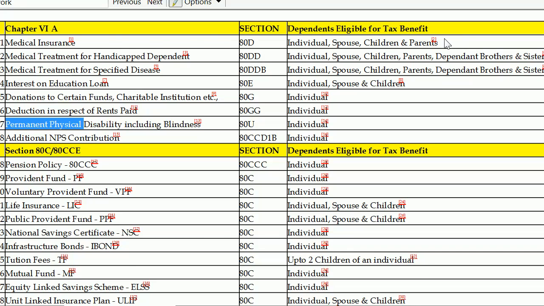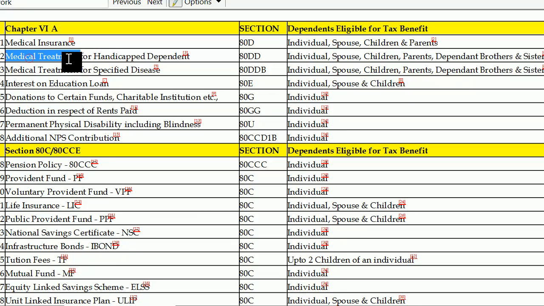And one more thing, medical insurance will be covered under 80D. The individual dependents eligible for this tax benefit are the individual, spouse, children and parents as well. So this is one of the good chances to deduct some income tax from your salary.